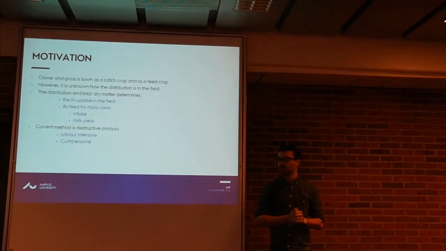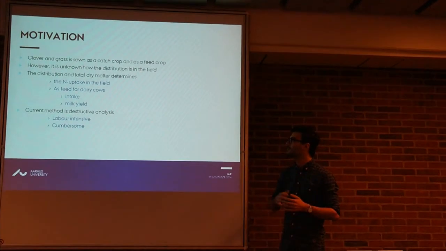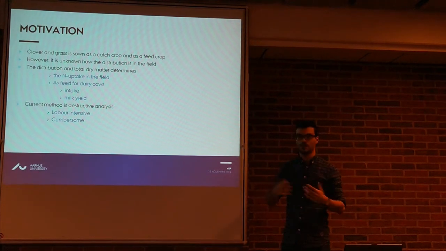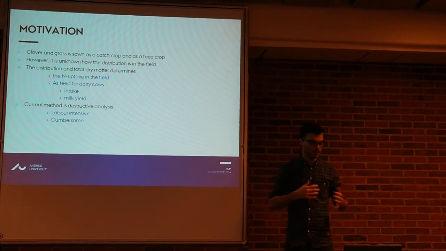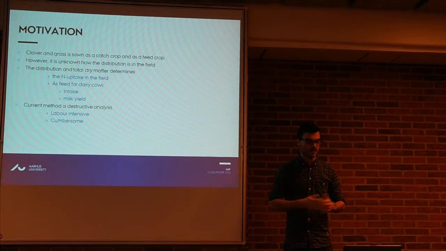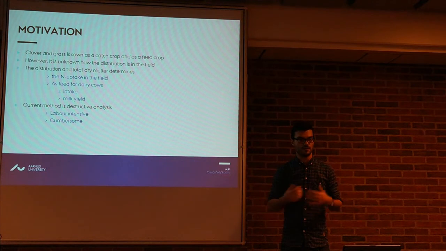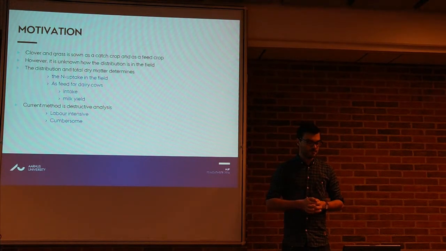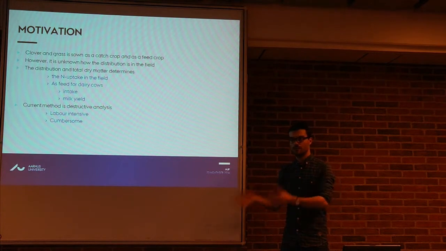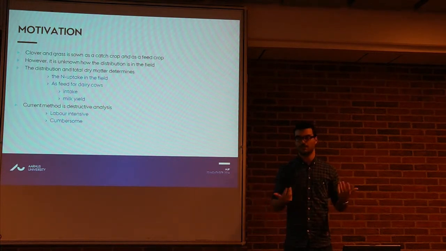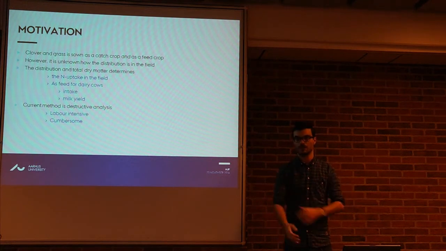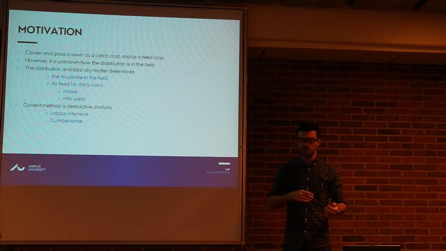So the motivation behind this is that clover and grass is sown in Denmark at least as a catch crop and also used as a feed crop for dairy cows. However, we know the mixture that we sow, but we don't really know how much of this comes out of the soil again, so to speak. So it's unknown what the distribution in the field is.